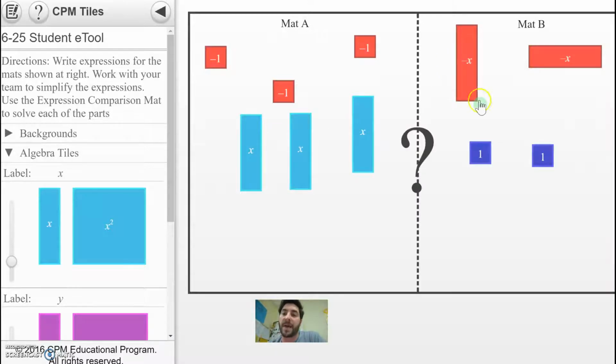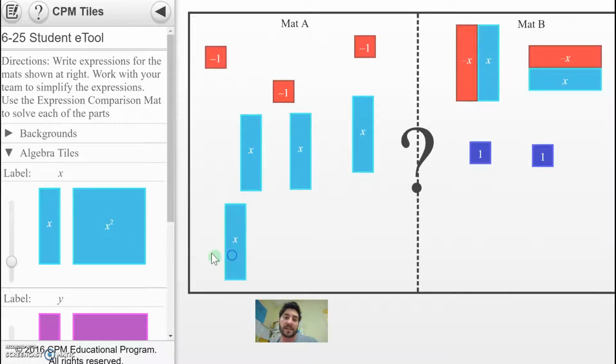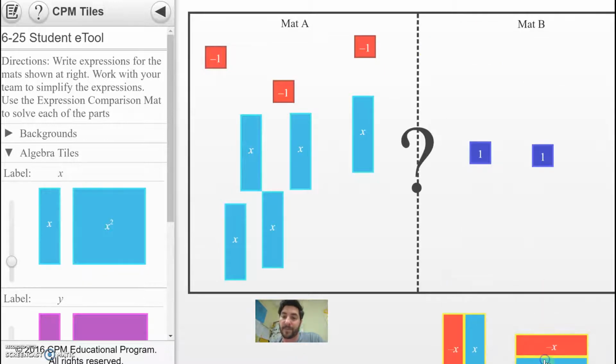So the first thing I'm going to do is add something to this side to get rid of these x's. I only want the x's here. So I'm going to add 2 x tiles to make zero pairs. Those are the 2 x's I'm going to add. But if I do that, I need to add 2 x's to this side. It must be balanced. That's going to get rid of these 2 zero pairs.